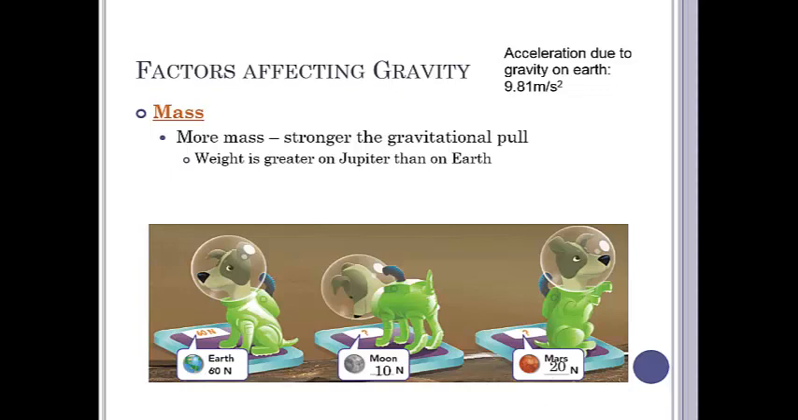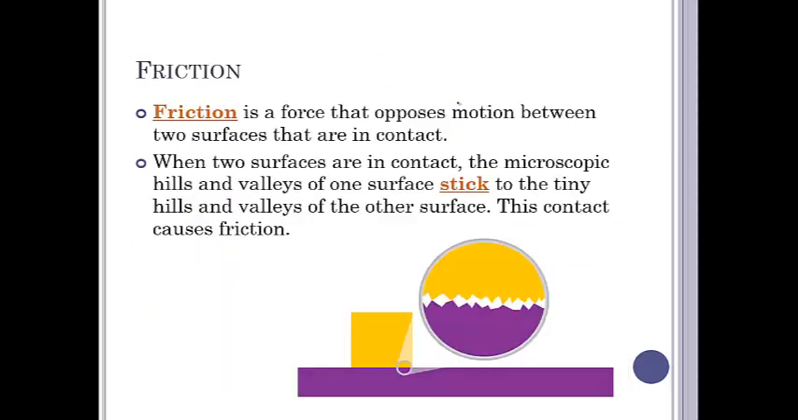The acceleration due to gravity on Earth is 9.81 meters per second squared. Sometimes you will see this rounded to 10, but it doesn't need to be. And this is a constant number as long as we're talking about Earth. The other factor that affects gravity is the distance. So the greater the distance between these two objects, the less force there will be.